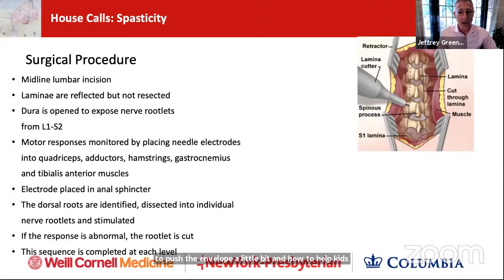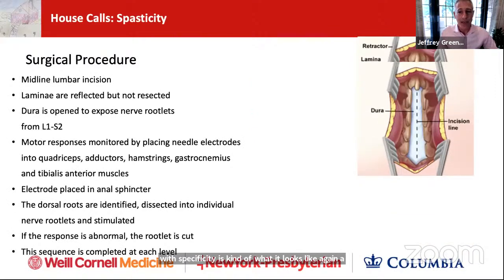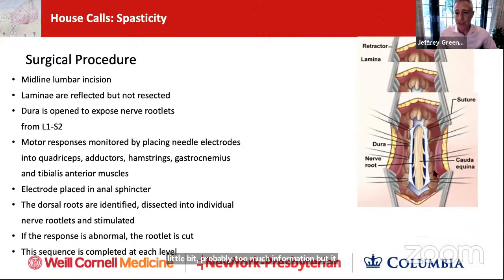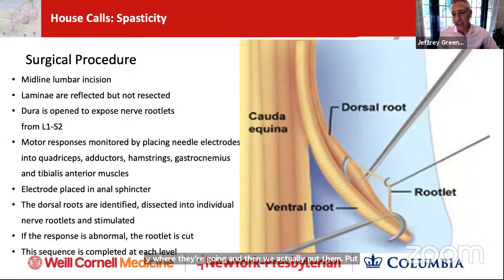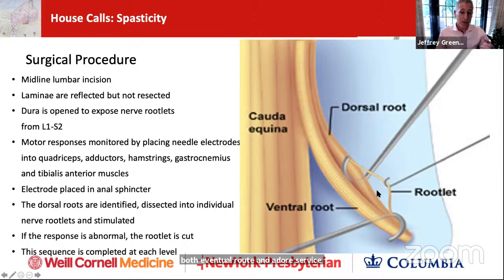Again, a little bit, probably too much information, but it involves opening up the spinal canal and looking at the roots. These are all the roots right here. We can see exactly where they're going, and then we actually put the bone back on at the end. But at each individual nerve level, this is a zoomed in picture, you can see that there's both a ventral root and a dorsal root. So one is the motor root that controls the strength. One is the sensory root that takes the information in from the muscle.